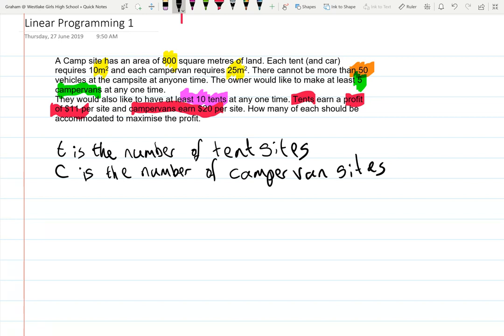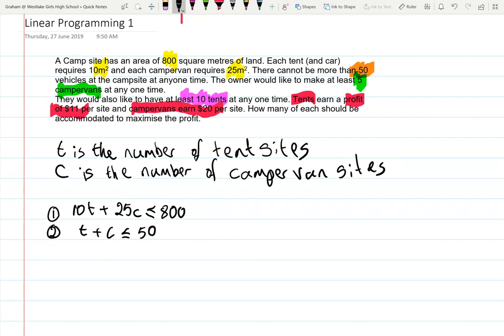Right, so now I need to start writing my equations. My first equation comes from the yellow. I know a tent needs 10 square meters, and I know a camper van needs 25 square meters, and I know I have at most 800 square meters. The next constraint is the orange constraint. There cannot be more than 50 vehicles on the campsite at any one time. So tents plus camper vans has got to be less than or equal to 50.